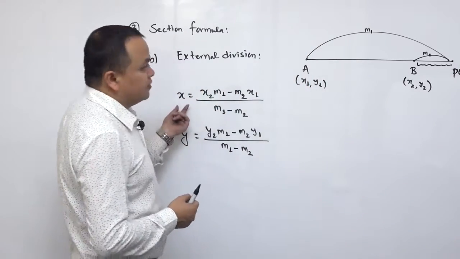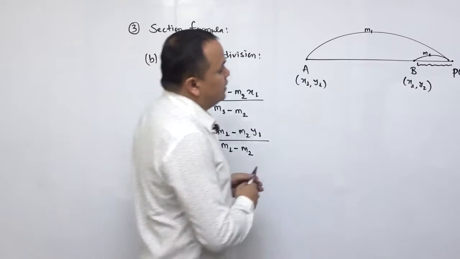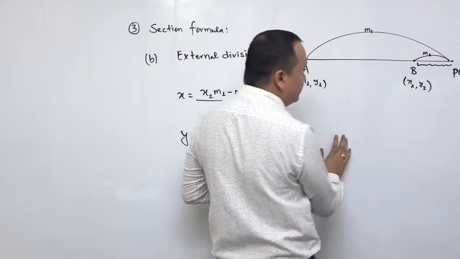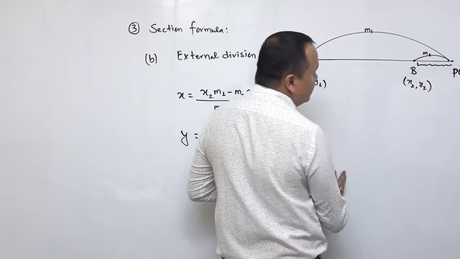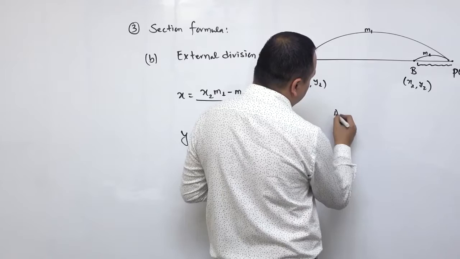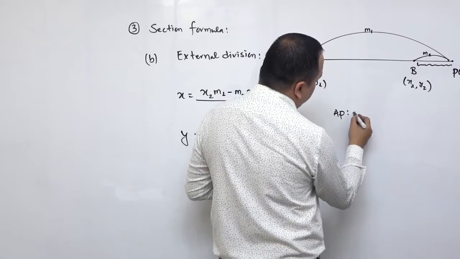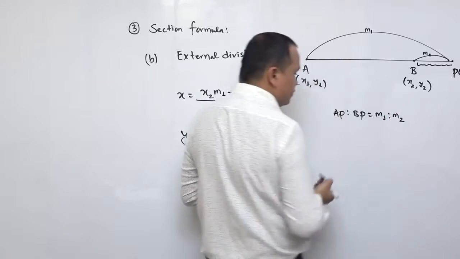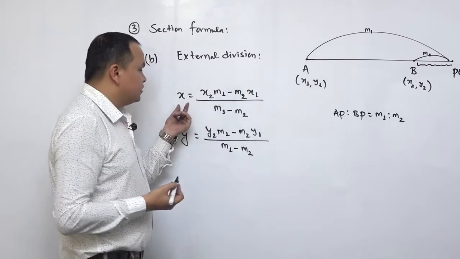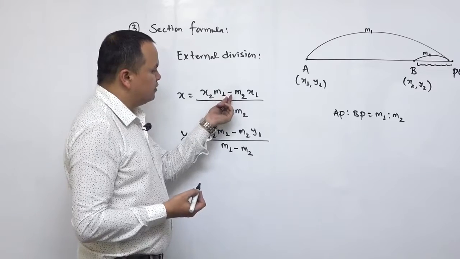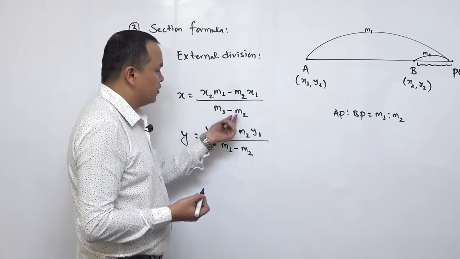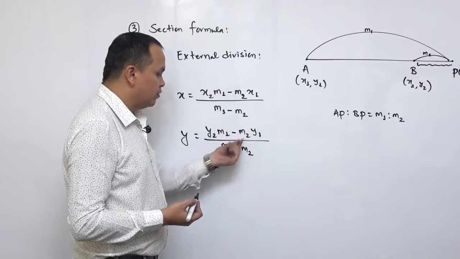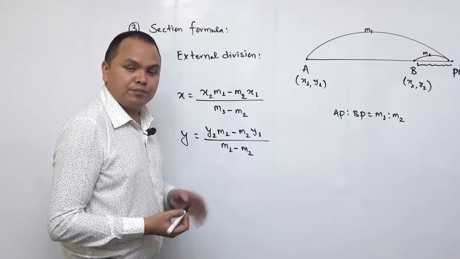Then P divides AB in the ratio AP is to BP, m1 is to m2. Then x is equal to (x2 m1 minus m2 x1) upon (m1 minus m2). Similarly, y is equal to (y2 m1 minus m2 y1) upon (m1 minus m2).